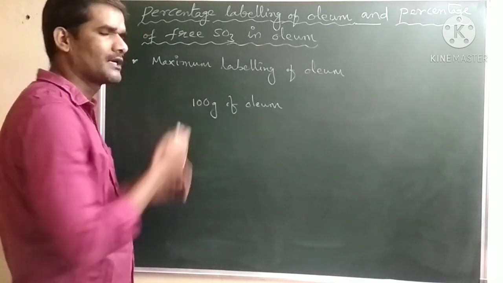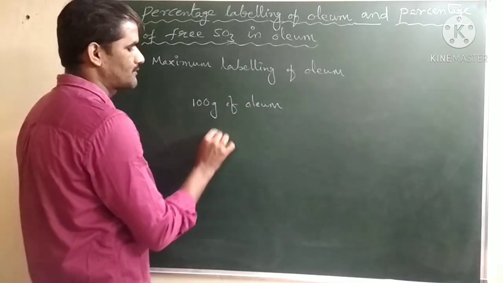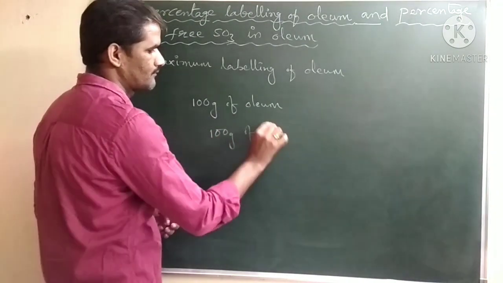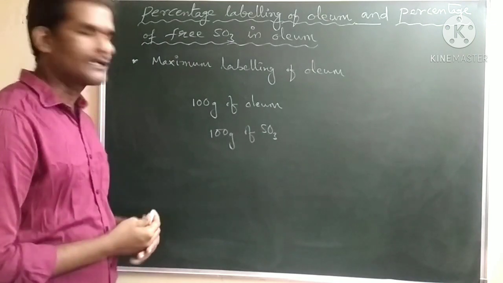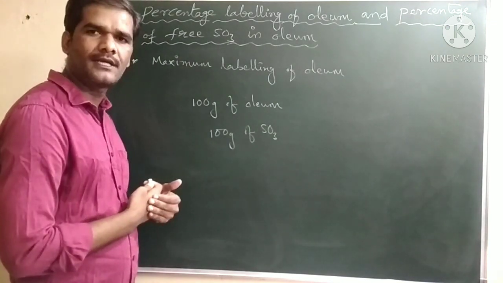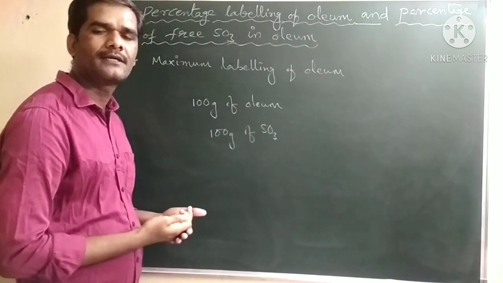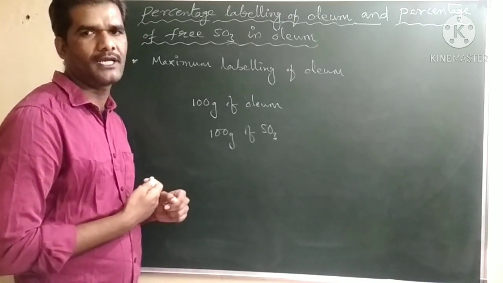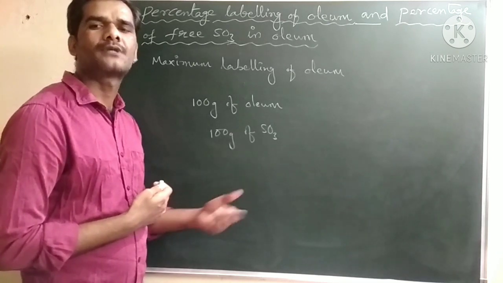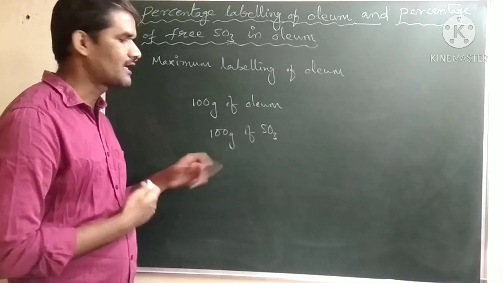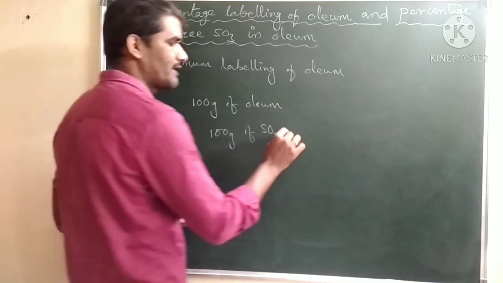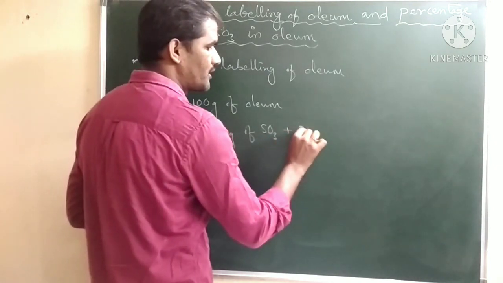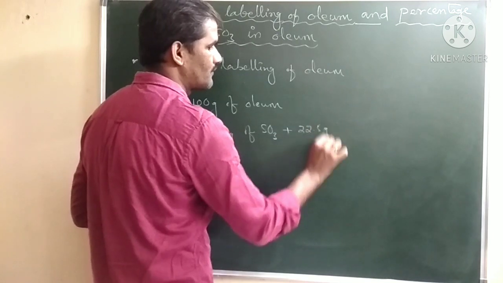So let us assume in 100 grams of oleum, 100 grams of SO3 is there. Then for this 100 grams of SO3, how much water is required? As we know, for 80 grams of SO3, 18 grams of water is required. Then for 100 grams, how much water is required? 100 grams of SO3 reacts with 22.5 grams of water.